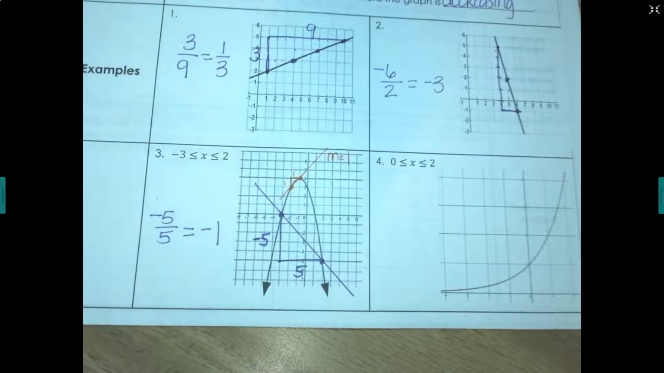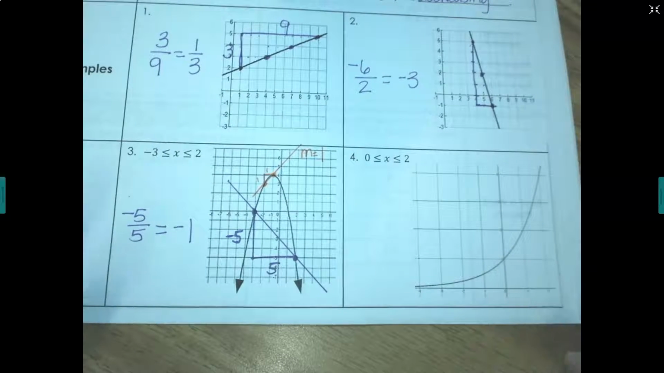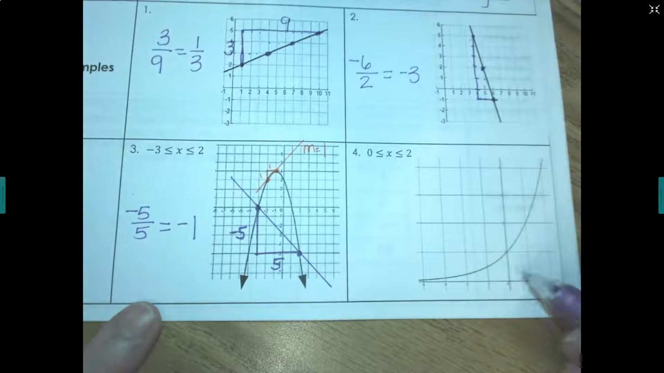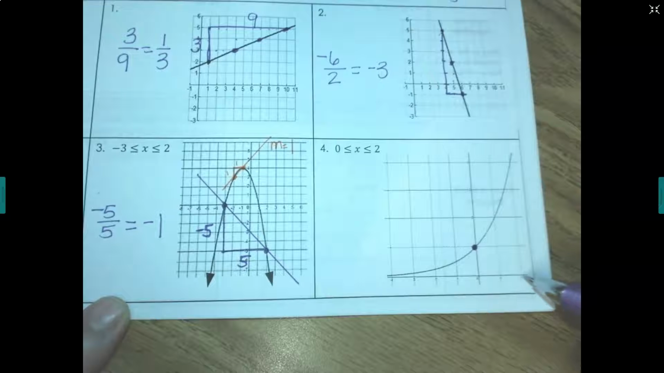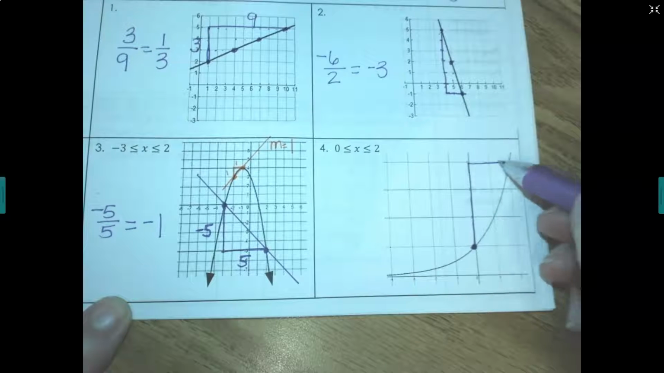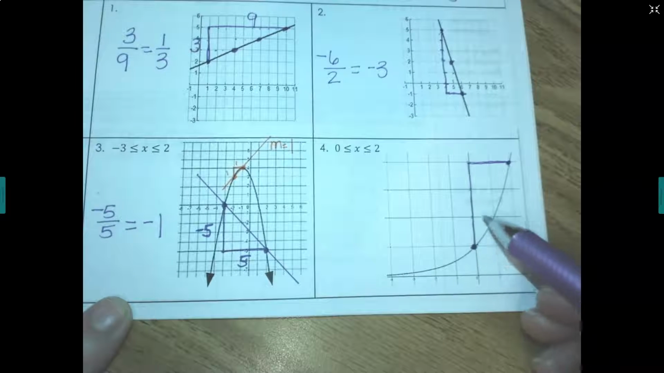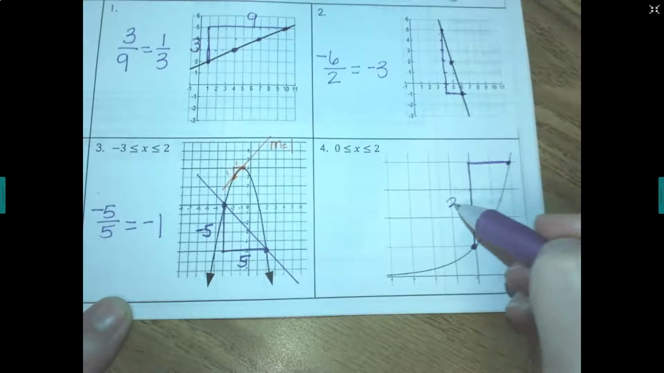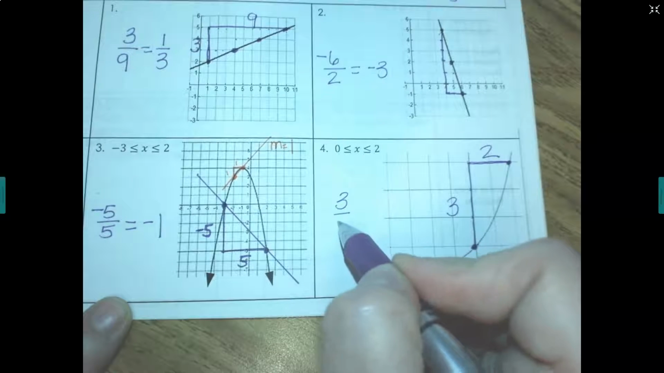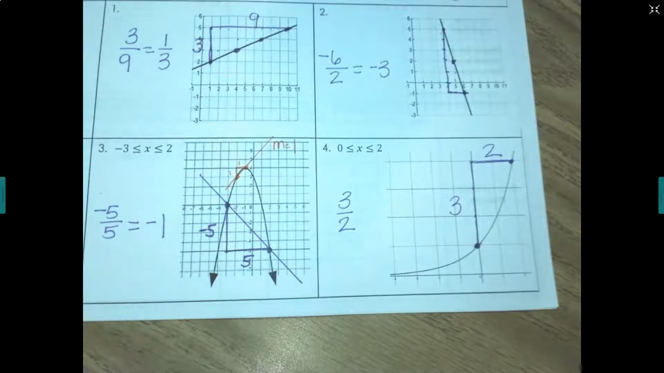All right, let's try it on our exponential function here. It says when x is 0, to be on the graph when x is 0, I want to be right there. And when x is 2, to be on the graph, there's my point. So how do I get from the left point to the right point? I've got to go up this far and then right that far. So I'm going to go up 1, 2, 3 and run 2. So my slope here is 3 divided by 2.